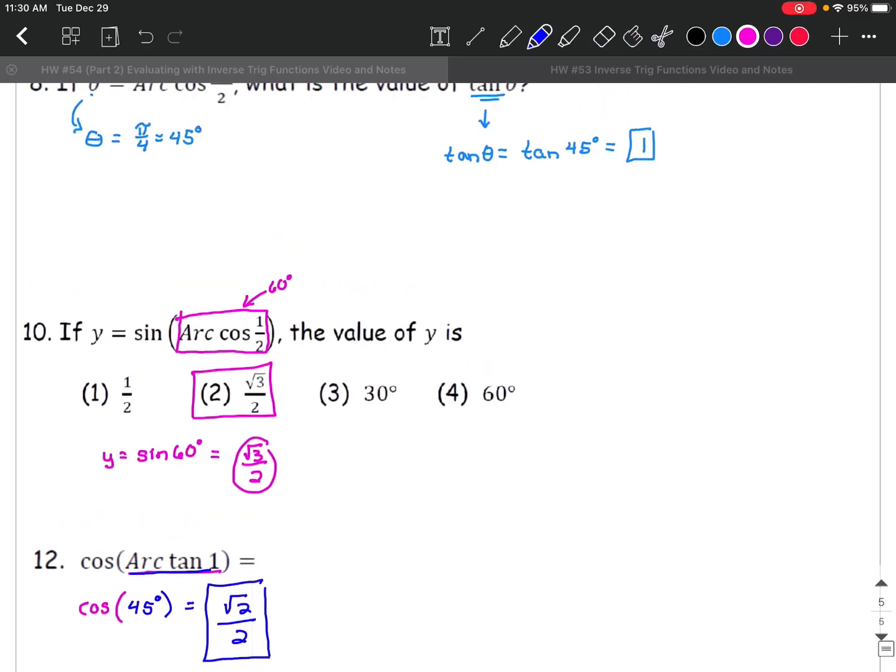All right, that's it, guys. So go step by step, one piece at a time, inside parentheses first, then work outwards. And again, the key is those special angles and their trig values. You have to know them or have that chart right there open, ready for you to look at.